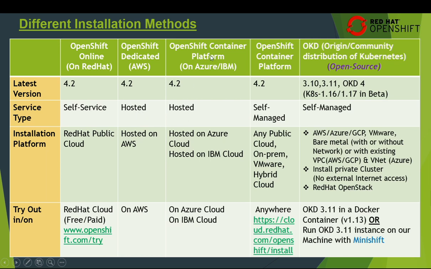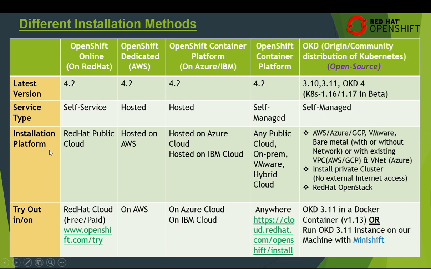Then we have OpenShift Dedicated, which is hosted on AWS but supported by Red Hat, right? Then we have OpenShift Container Platform on Azure. Those are separate, but I just took them together. So one is on Azure and another is on IBM. Both are hosted on different cloud platforms. Then we have OpenShift Container Platform, which is self-managed. We ourselves install the cluster, and we have to manage that cluster. And OKD is also a self-managed one.